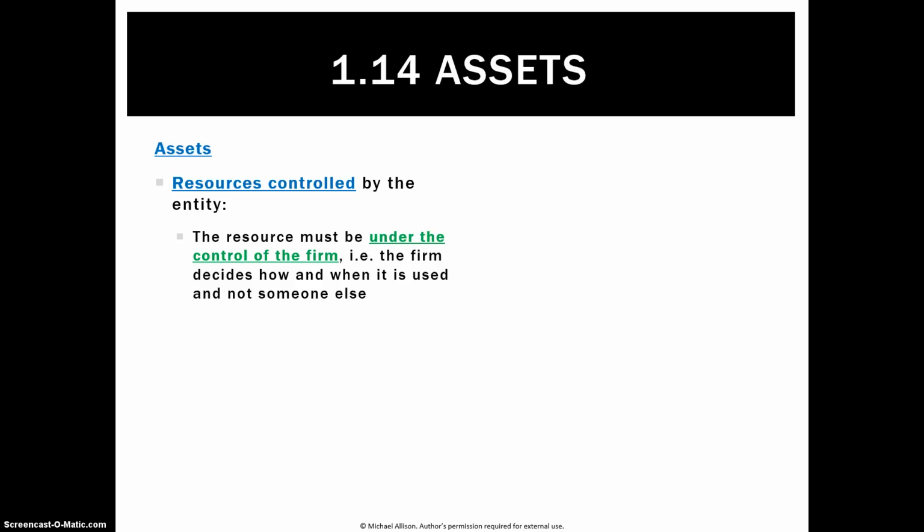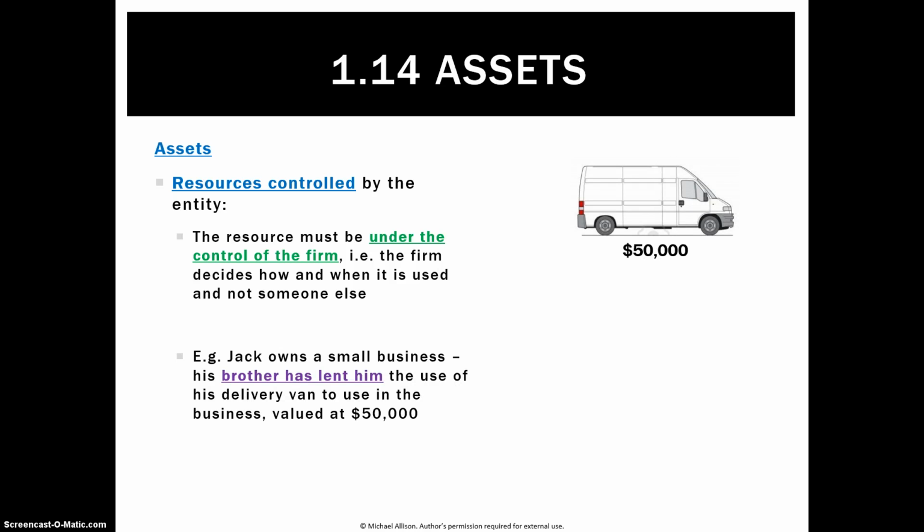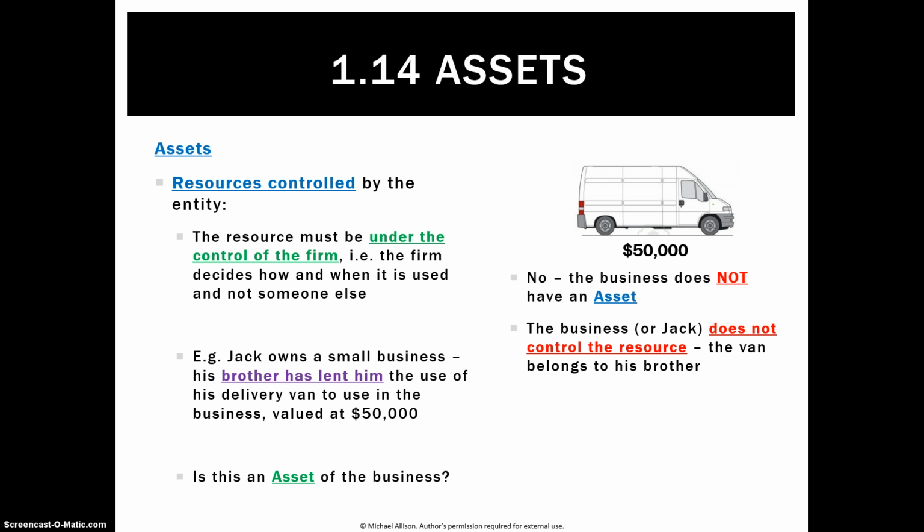So looking at resources controlled by the entity, the resource has to be under the control of the firm. The firm must be able to decide how and when it is used and not someone else. So this rules out things that we've leased or borrowed or hired. To give an example, Jack owns a small business and his brother has lent him the use of his delivery van to use in the business valued at $50,000. Is this an asset for Jack's business? Well, clearly not. The business does not have an asset because Jack or the business does not control it. The van belongs to his brother.